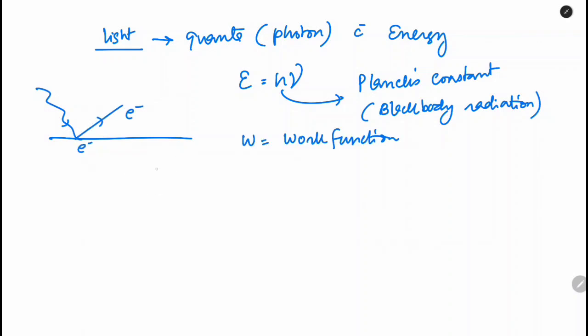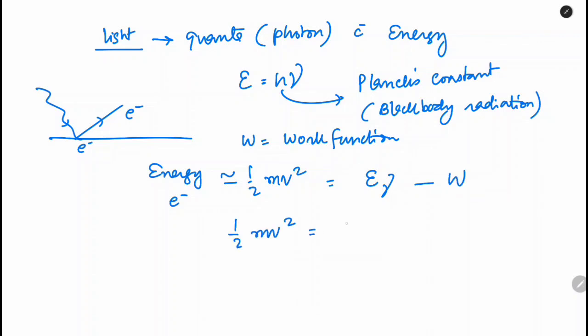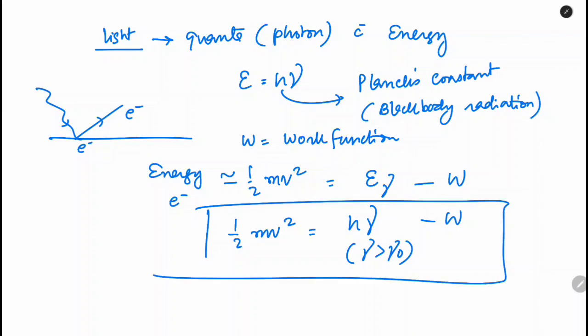So there was the general idea of how much energy it would require to emit this one electron. Let's say half m v square is equal to the Planck energy h nu, where nu is the frequency, minus the work function. So half m v square is equal to h nu, where nu is greater than the threshold frequency, minus w. This was the explanation given by Einstein.